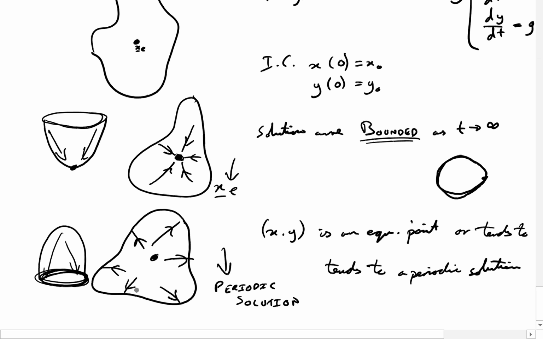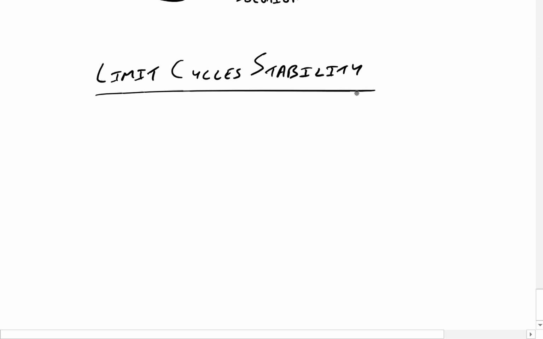All right. Now, the last thing that I want to talk about is to go back to this idea of limit cycles and talk about their stability. Now this is nice, easy stuff. I've talked about the main meat and potatoes of it. I want to talk about limit cycles and their stability.